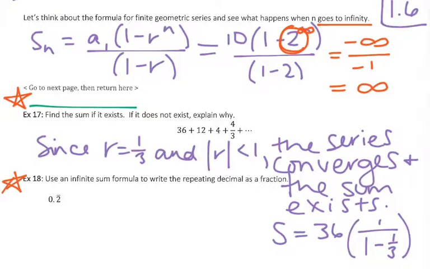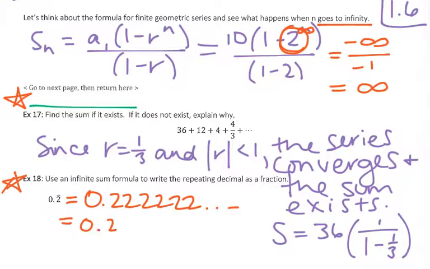It says use an infinite sum formula to write the repeating decimal as a fraction. So this bar over the 2 means that it's a repeating 2 forever and ever. So it looks like 0.2222222, going on forever and ever. We can break this up into 0.2, or that's 2/10, and then 0.02, or 2/100, and then 2/1000.